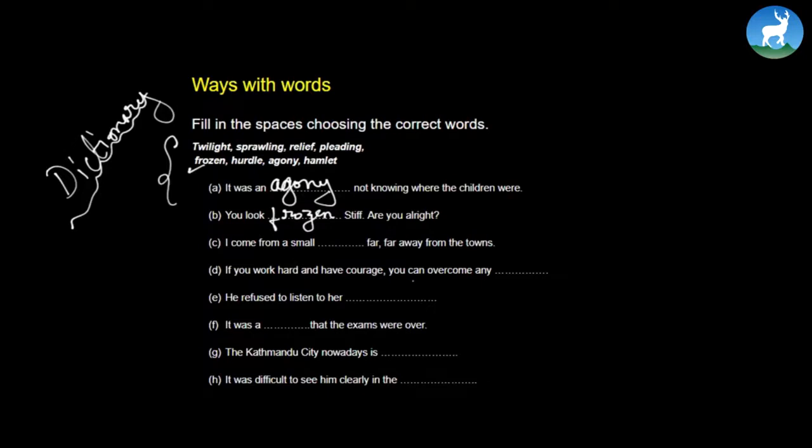I come from a small, far, there's a blank, in between small and far. Far away from the towns. What do you think is the correct word? I come from a small hamlet far away from the towns. Now that you know the meanings of these words, you can do D, E, F, G, and H. You can fill in the words to these sentences.